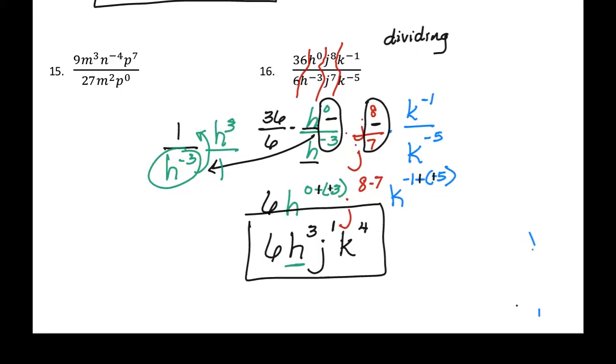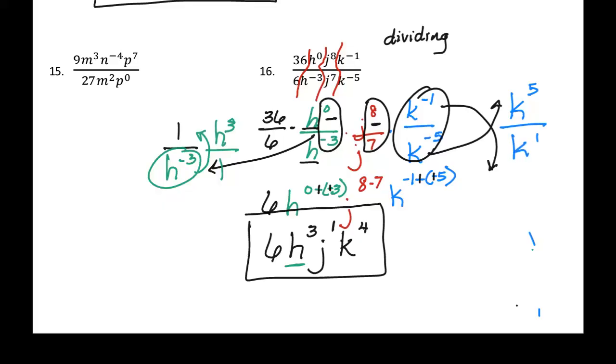Over here, k to the negative 1, k to the negative 5, you can also move the negative exponents. Move the k to the negative first down, move the k to the negative 5 up, and that gives you k to the fifth power divided by k to the first. And then when you subtract, you get k to the 5 minus 1, which is 4, still the same. But again, on some of these, there are 2 different ways to do it.